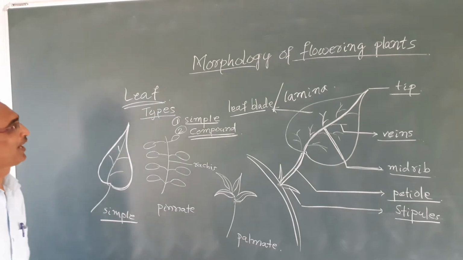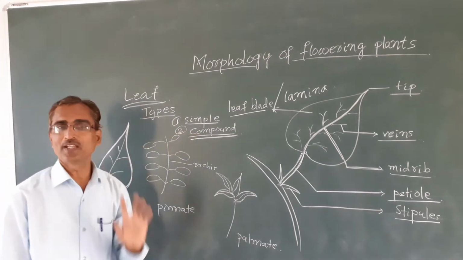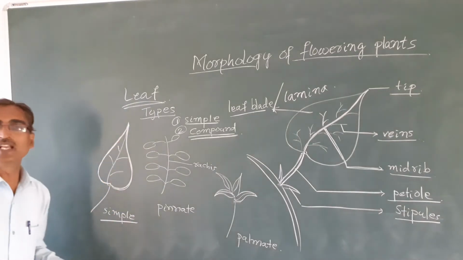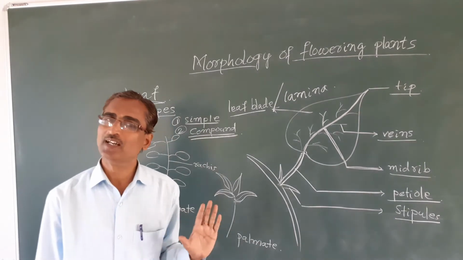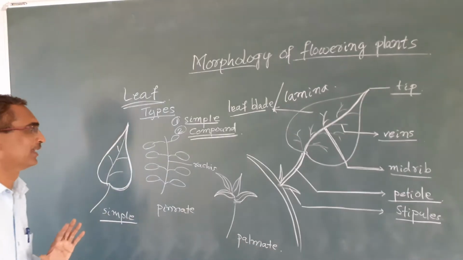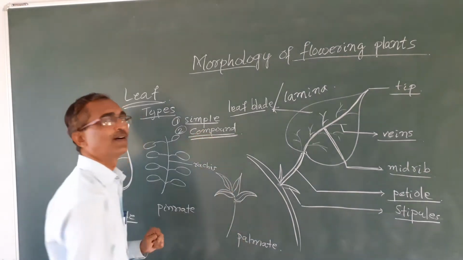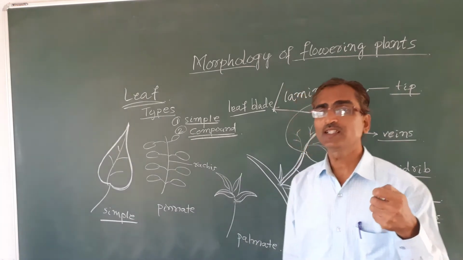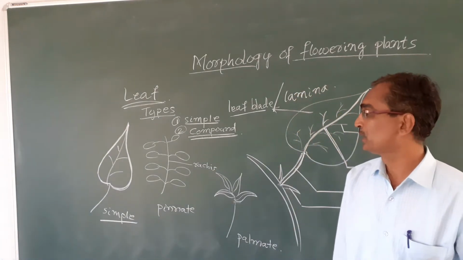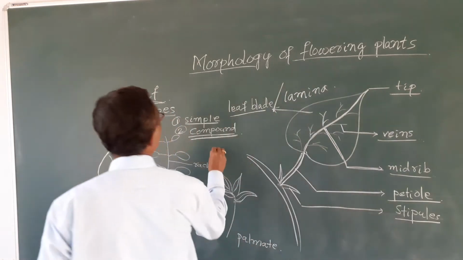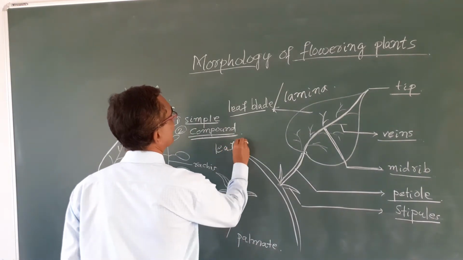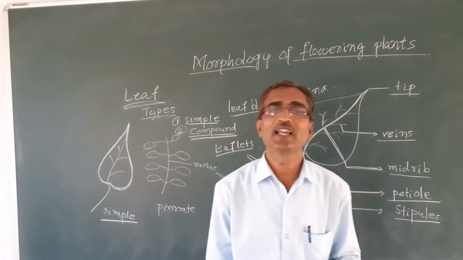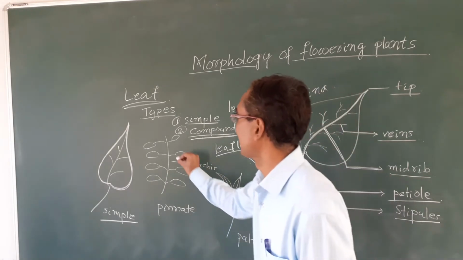So in the leaf we have two types: simple leaf and compound leaf. In the simple leaf, the lamina or leaf blade is not fragmented. In the compound leaf, the lamina or leaf blade is fragmented into leaflets, and these leaflets arise on a common axis called the rachis.